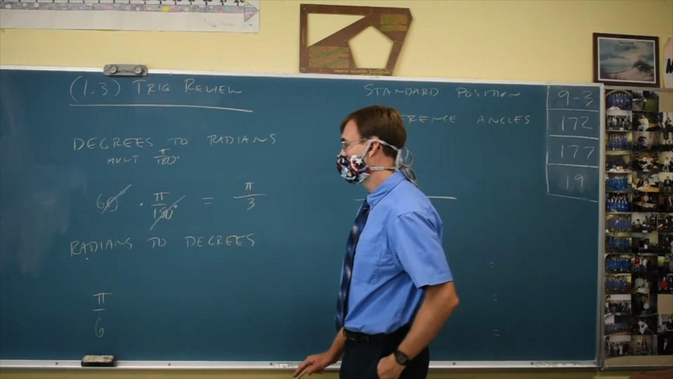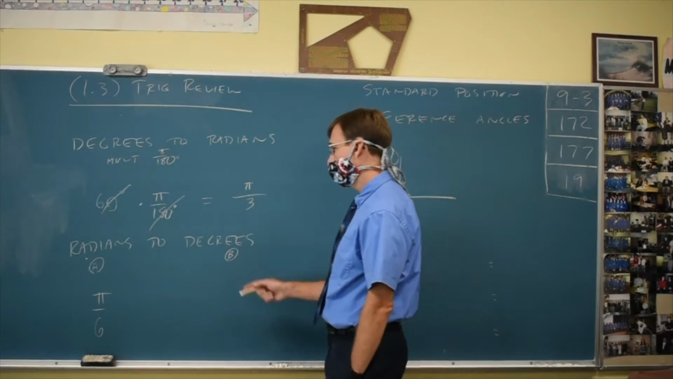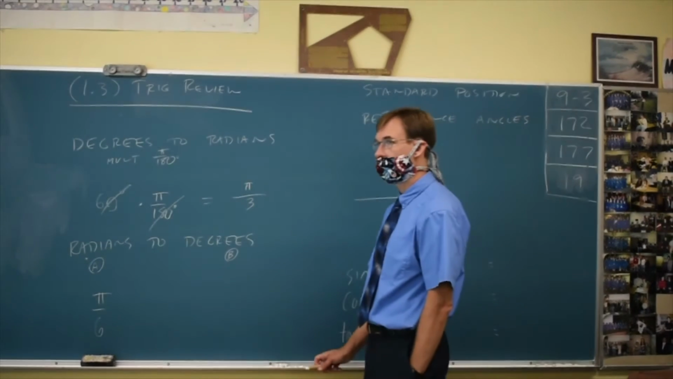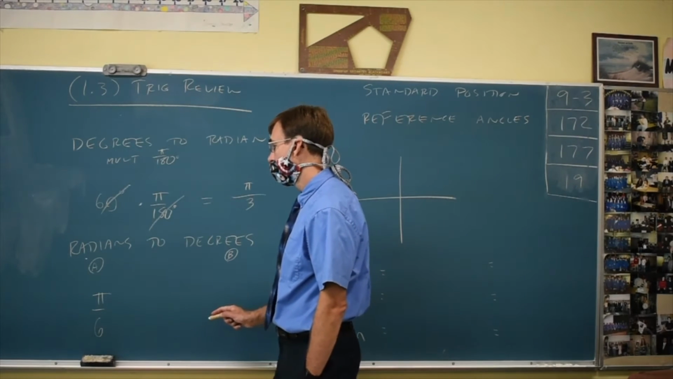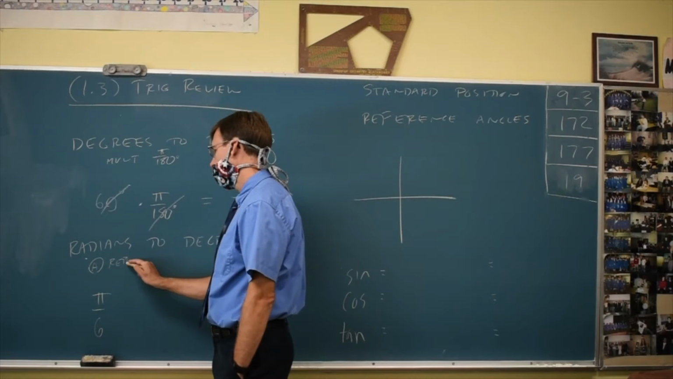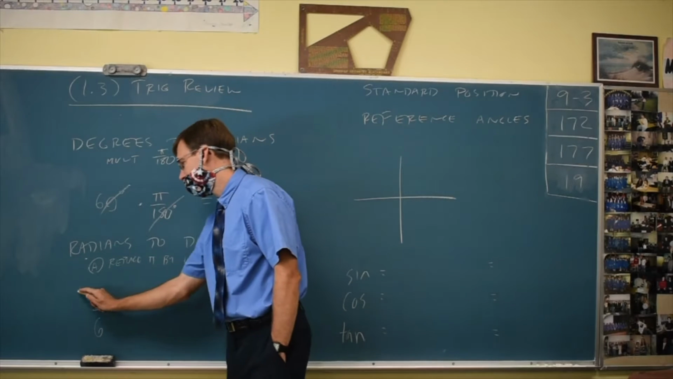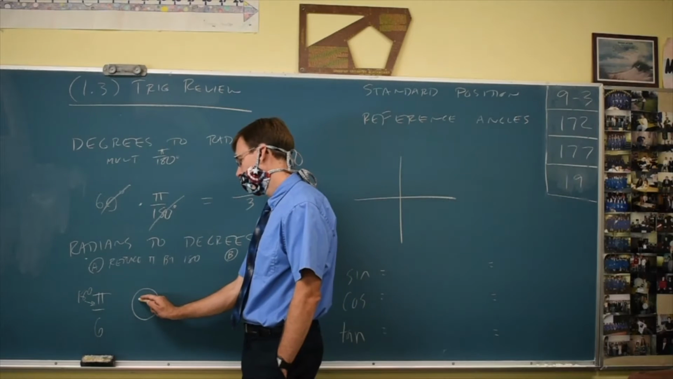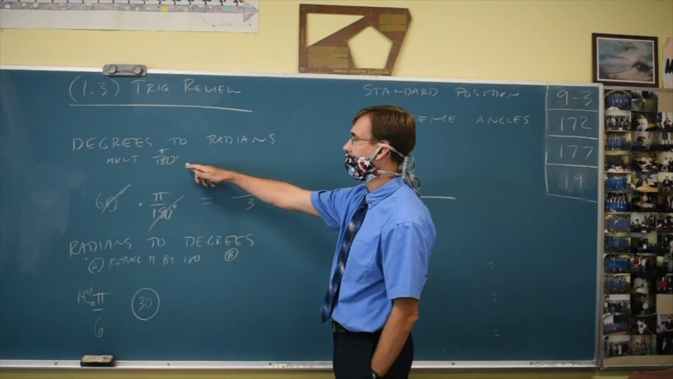To get from radians to degrees, we can have a plan A, or we can have a plan B. Both plans are equally good. Anybody have a plan to get from radians to degrees? Replace pi with 180. Yep. One thing we can do is just replace the pi by a 180. This pi is the same as 180. Stick that in, math it, and we get 30. Or we can take an approach similar to this.